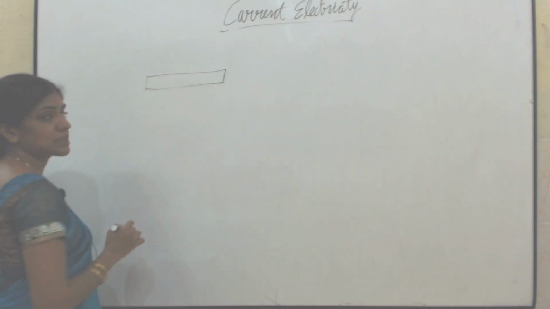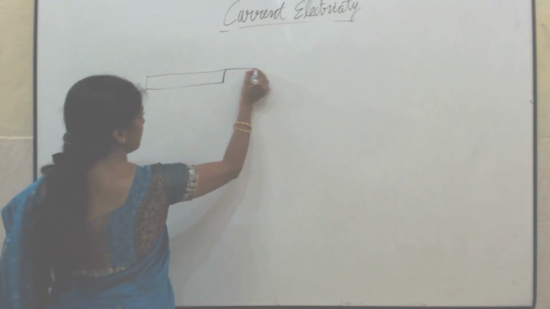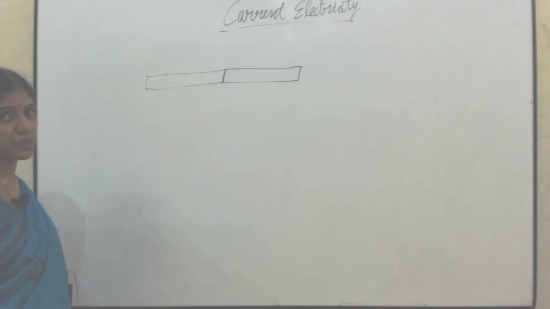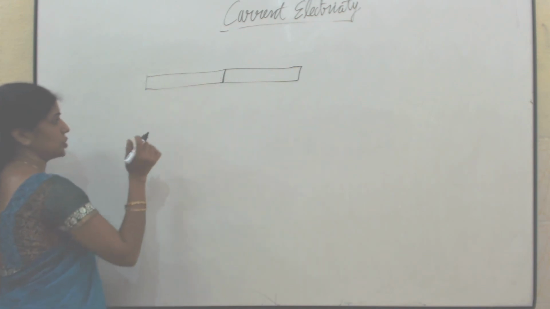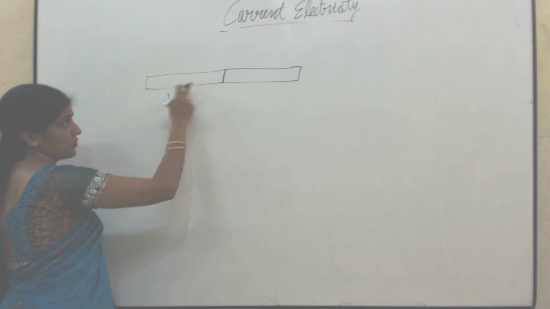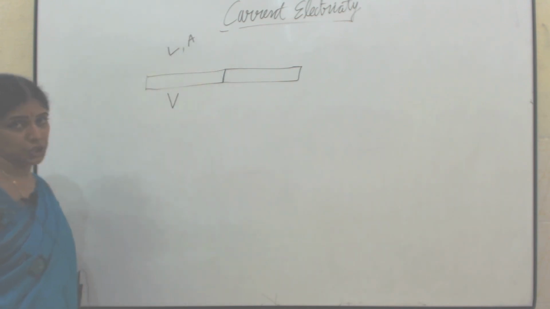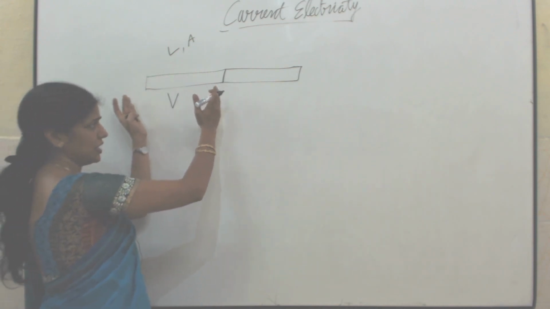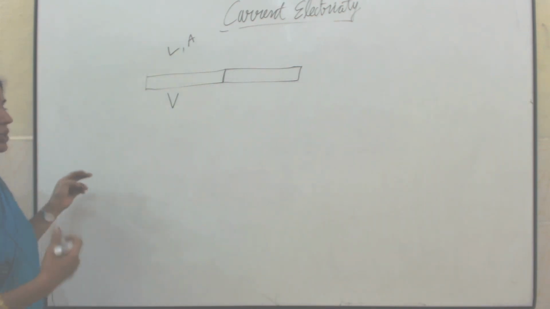I will take a slab, and we'll take another slab. Both are identical slabs. Let the potential developed in the first slab be V. Let L be the length of this conductor and A be the area of cross section. Same length and area of cross section, the same identical slab, I am going to attach and keep next to it.